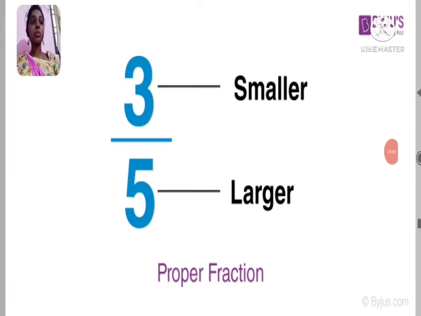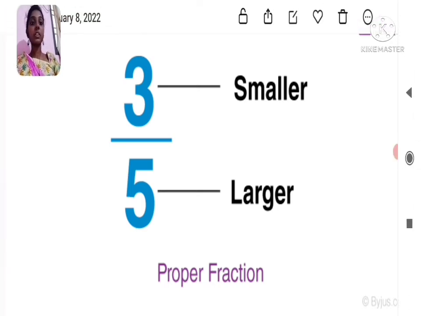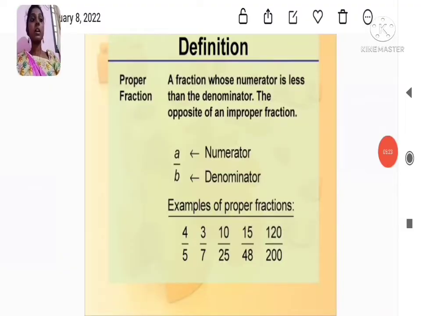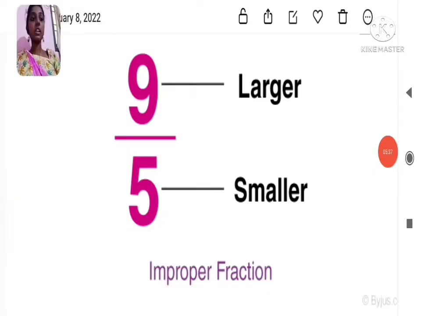Now see this fraction. The numerator is 3 and the denominator is 5. We know that 3 is smaller than 5. Here, the numerator is smaller than the denominator. A proper fraction is nothing but a fraction whose numerator is less than the denominator. If a is the numerator and b is the denominator, a is less than b. Some examples of proper fractions are 4 by 5, 3 by 7, etc.